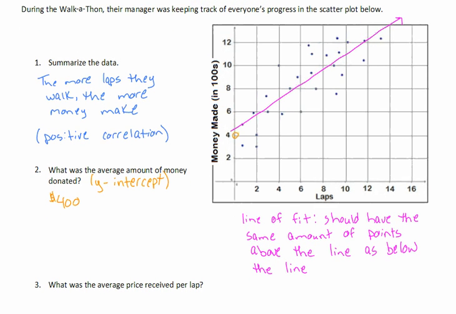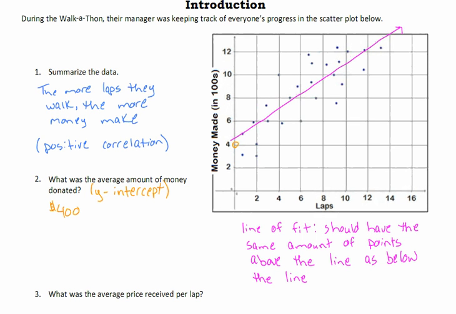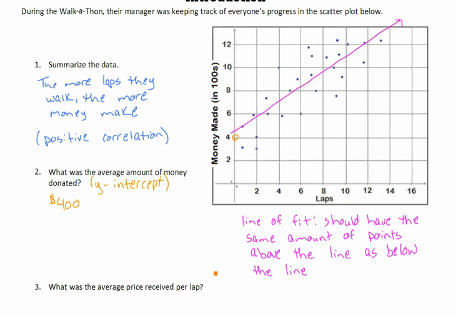Now it's saying what was the average price received per lap. Okay, well again, we're going to do the same thing. Price received per lap, this is looking for the slope. So how do I find the slope? I figure out how far I went up and over between lines. Your line might be different than mine, but I'm going to use that point right there, and this point right here that look like they're pretty close to crossing on an integer. And I'm going to figure out how much I rose and how much I ran.